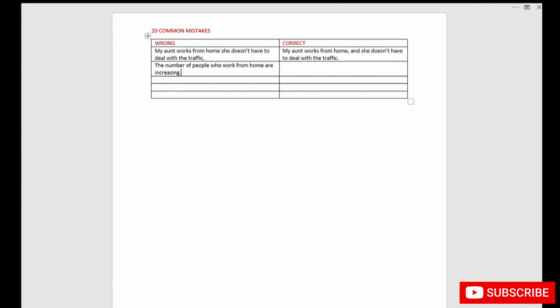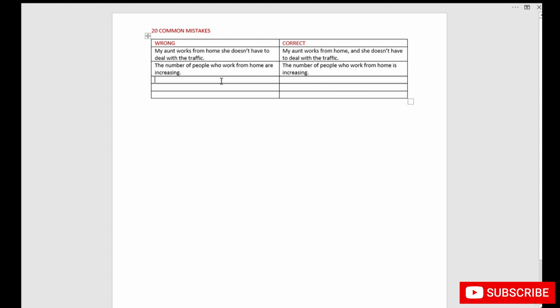Now, it is possible or natural to think that we should be using are in here because of the word people. However, the real subject is the number of people who work from home, and our actual subject is the number, which is singular. That's why we should say the number of people who work from home is increasing. Let's look at the third example.